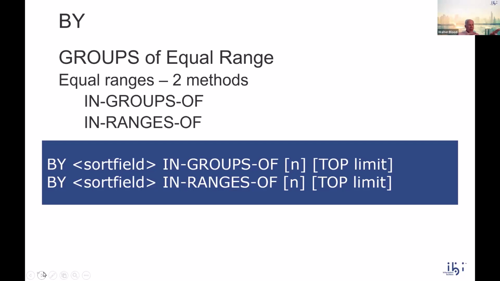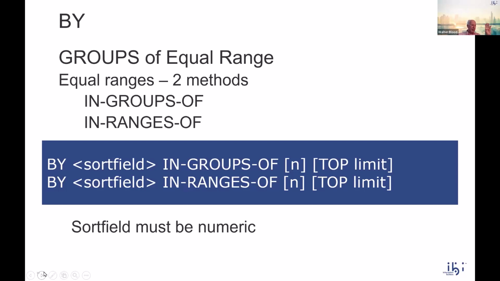It's the same thing with in ranges of. It looks almost exactly the same, and it is almost exactly the same. There's only a slight difference. Now, in this case, the sort field has to be numeric, right? So this is not going to work with alphas, right?